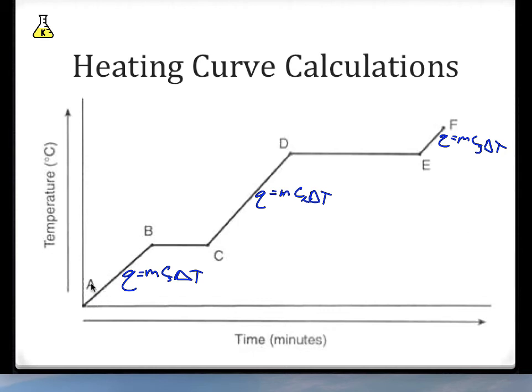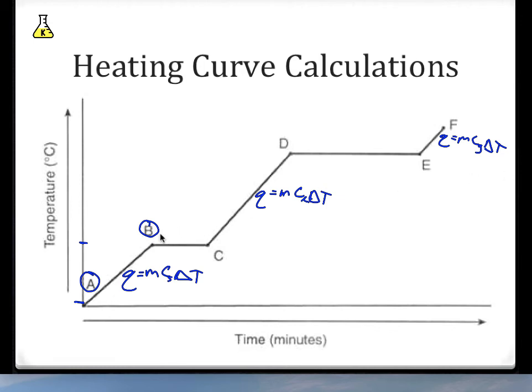I could calculate how much energy, for example, it takes to go from letter A to letter B simply by plugging in the mass of the sample I'm heating up, the specific heat of the solid, and then whatever the temperature change is, read from the graph, going from whatever B is to whatever my starting temperature was.